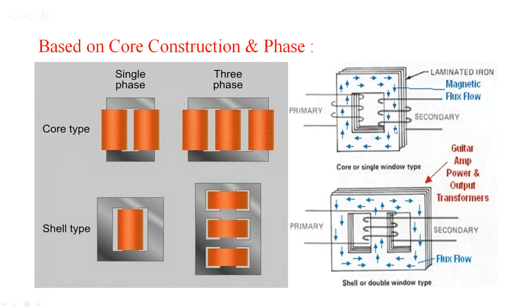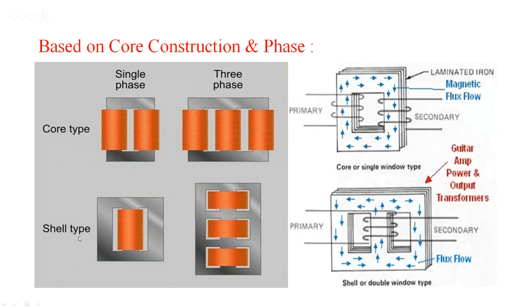So here you can see when a core type is used, when current flows through the primary winding, magnetic flux starts being set up in the laminated iron core. So that means the two windings, though they are electrically isolated, are magnetically coupled, and by mutual induction an EMF is induced in the secondary, and if we close this circuit, a current flows through the secondary winding.